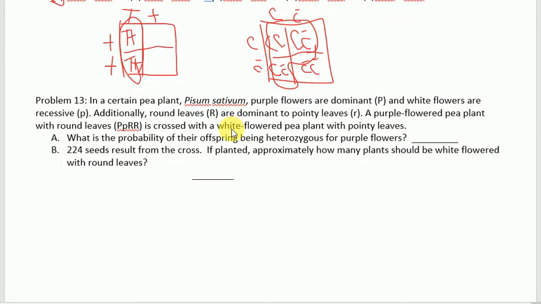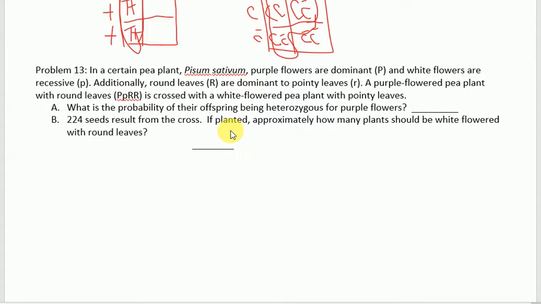So problem 13. In a certain pea plant, purple flowers are dominant and white flowers are recessive. Additionally, round leaves are dominant to the pointy leaves. A purple flowered pea plant with round leaves is crossed with a white flowered pea plant with pointy leaves. So A is what is the probability of their offspring being heterozygous for purple flowers.